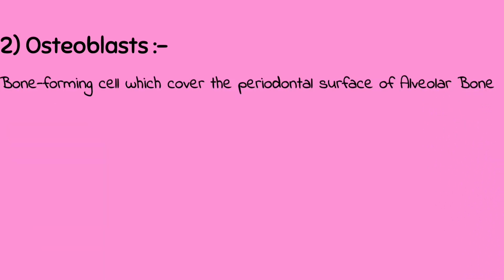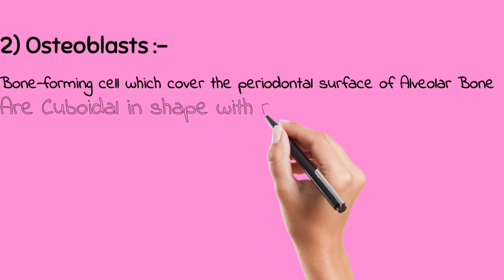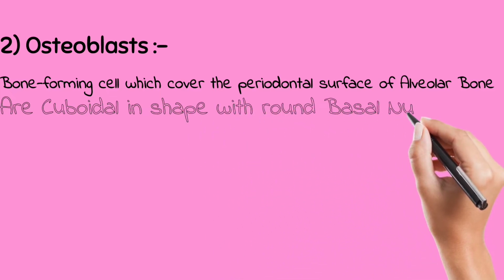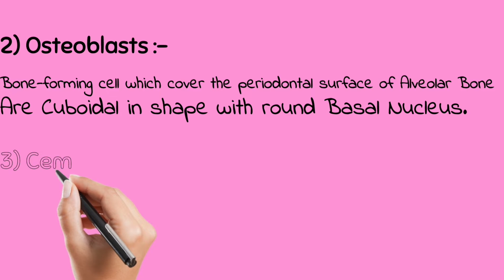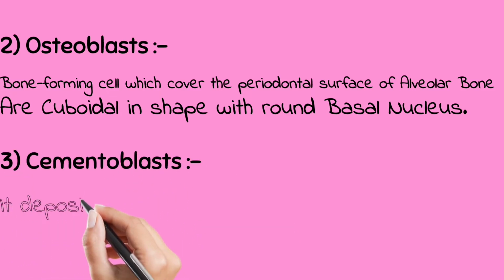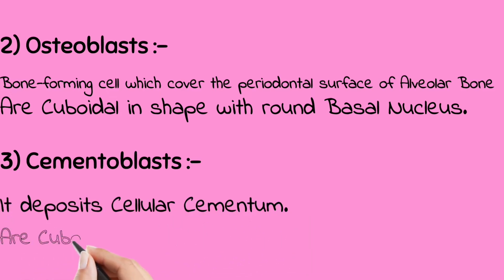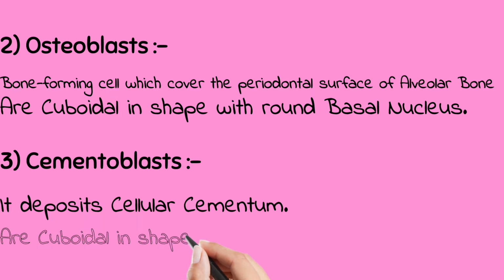Third, we have the cementoblast. So cementoblasts deposit the cellular cementum, and these cementoblasts are cuboidal in shape and have large vesicular nuclei and have basophilic cytoplasm and cytoplasmic processes. So this ends the synthetic cells.